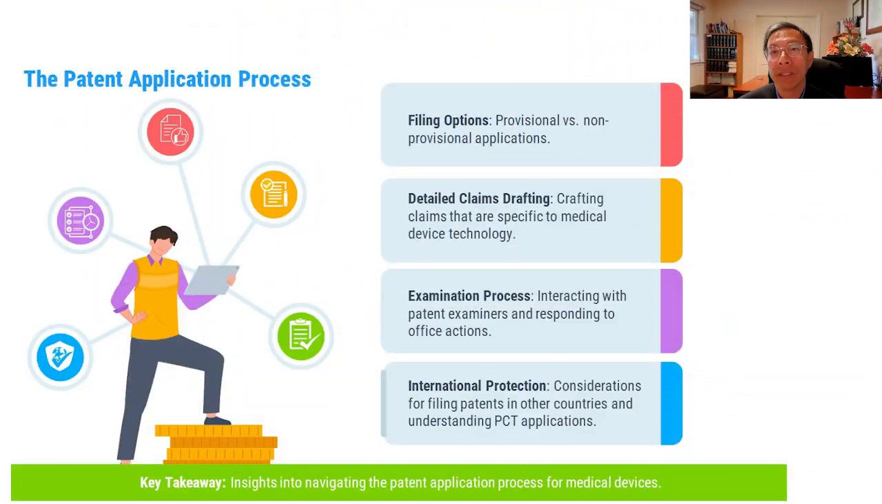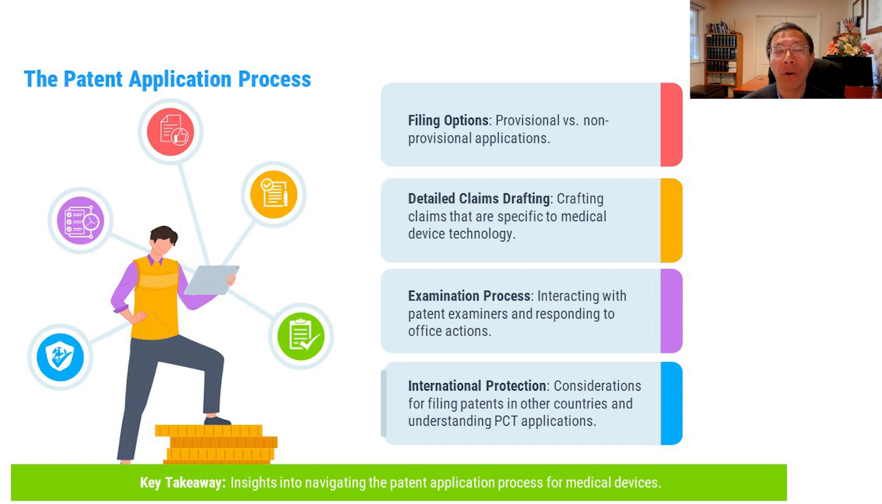Next, we will discuss the process of obtaining a patent. As an overview, the process begins with the idea, the conception of the idea by the inventors, through filing for the patent protection, and then you go through examination, and then eventually the patent is granted.